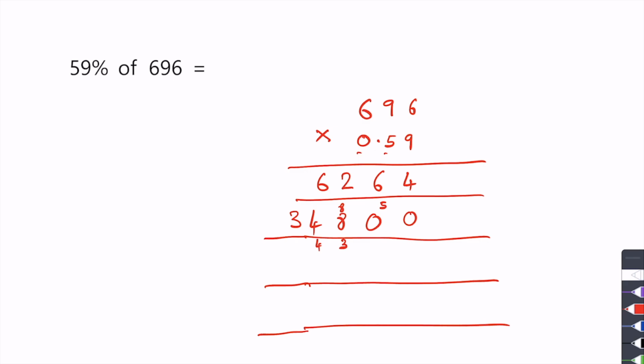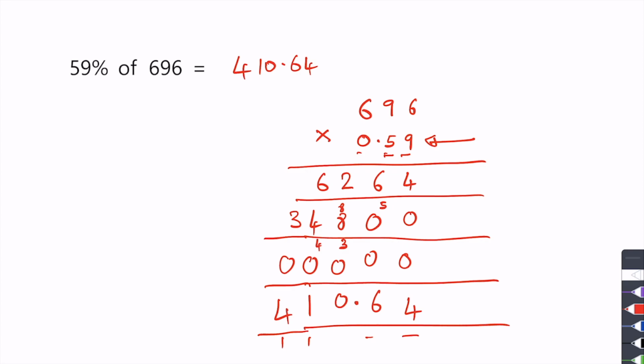I move to the 0 there, it's a new number, new line, start with 2 zeros for my placeholders. 0 times 6, 0 times 9, 0 times 6. Add my digits, gives me 4, 6, that's 10. 10 plus 1 is 11, that gives me 41064. I then look at the 0.59 over here, and I can see that there are 2 numbers after the decimal point. So I go back by 2 numbers here, which gives me an answer of 410.64.